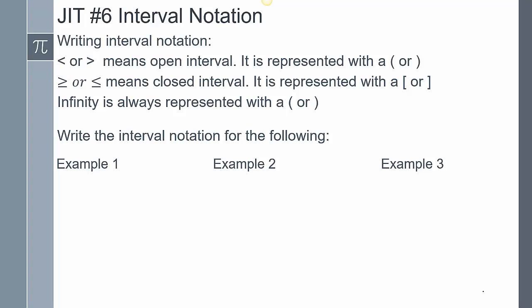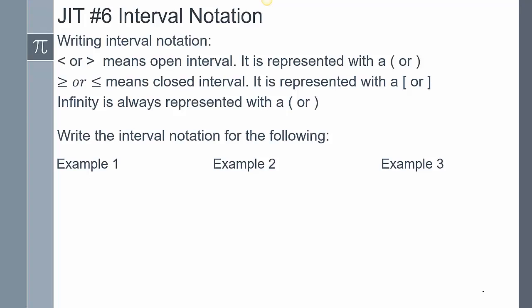So the first that we're going to go over is, and this is in a portion of your book, it's called the just-in-time. And this is going to be number 6. And basically, we're going to talk about interval notation. Now, the idea here is how do we translate a mathematical statement into interval notation? Interval notation is much easier to represent, it's much easier to understand, and it's much easier to read, and it can be a little bit quicker.